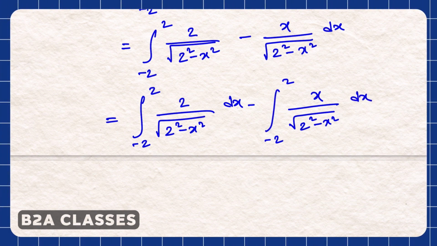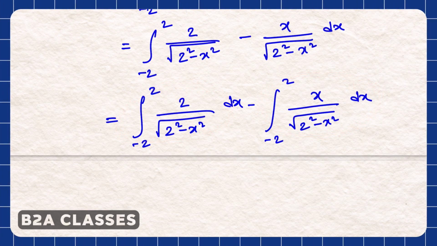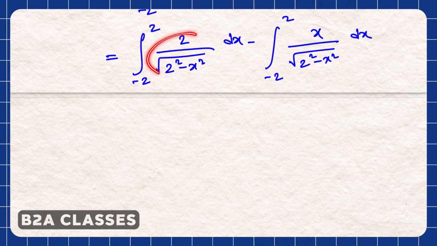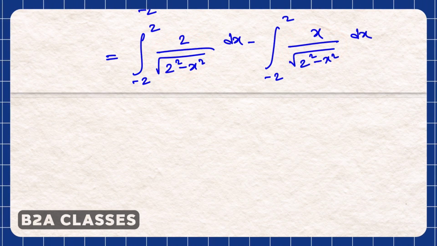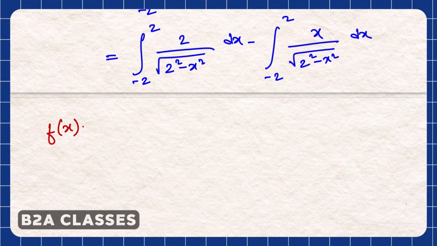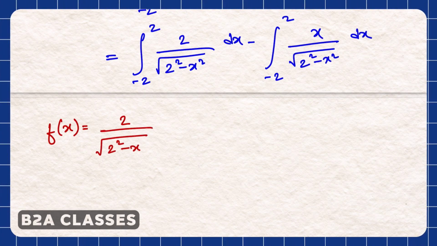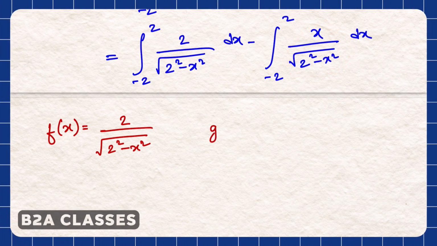Now again we will check whether the function is odd or even. Here there are two integrals, this is the first integral and this is the second integral. For both integrals, we will check whether the function is odd or even. So let's represent this function with f of x and this function with g of x. So f of x is 2 by root over (2 square minus x square), and we will represent this function with g of x.